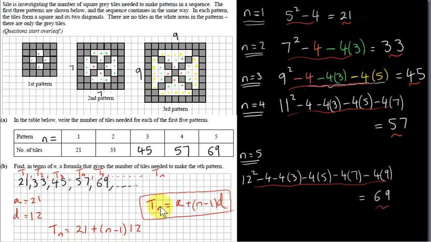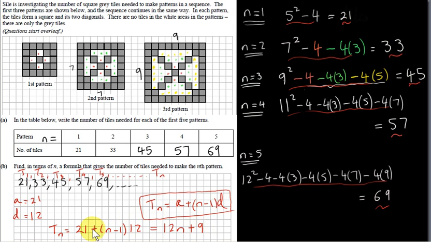So we plug 21 in for a and 12 in for d, and we simplify this to get an expression for Tn, or a formula for Tn. So multiplying 12 by n here gives us 12n. I'll write that term first. As for the constant term, we have plus 21 minus 12. Plus 21 minus 12 is 9.